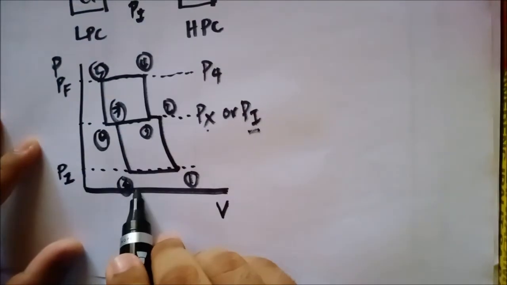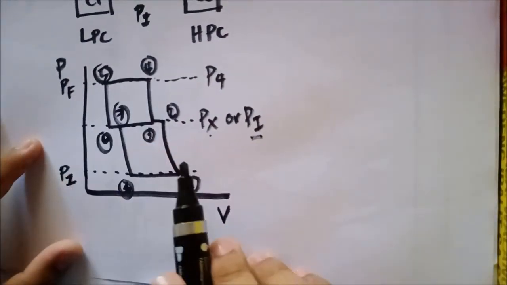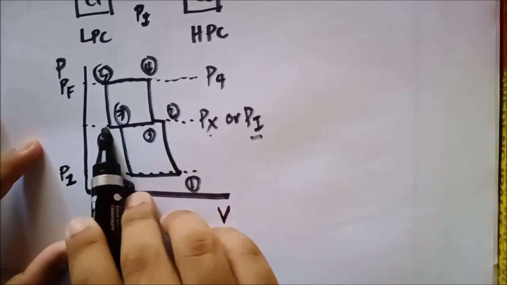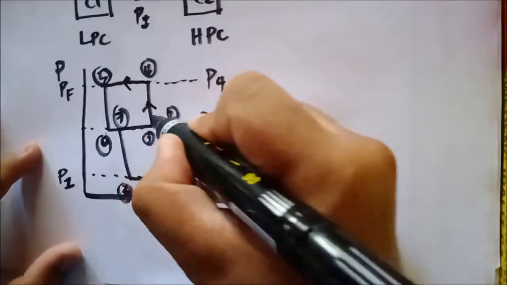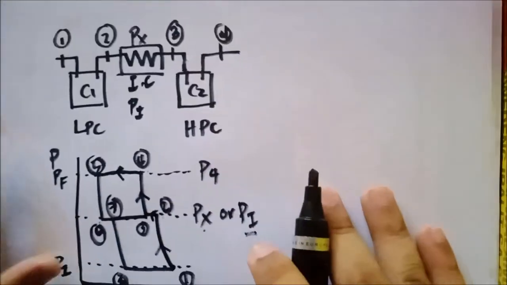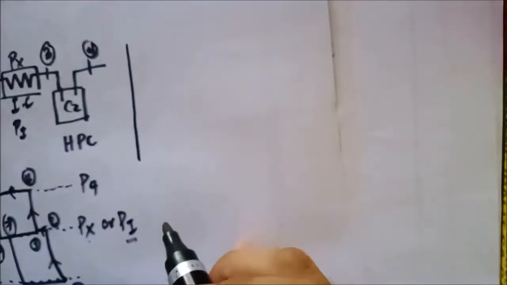So P1 and P8 have the same pressure, P4 and P5 have the same pressure, and P2 and P3 and P7 and P6 both have the same pressure. Okay, this is what it looks like under the TS diagram.